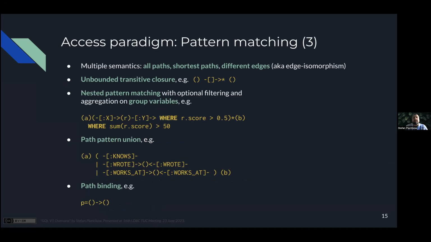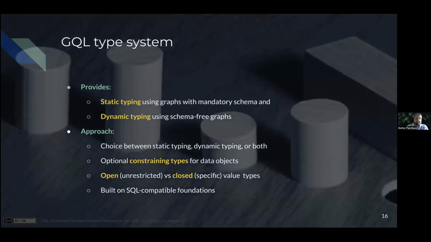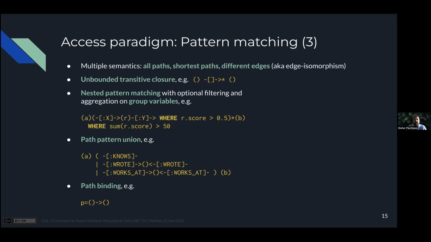First of all, patterns can be evaluated under multiple different semantics, under all paths, shortest paths. We may see cheapest paths in the future, different edge semantics, right? We do have, of course, support when you do shortest paths. You want to support unbounded transitive closure on the pattern level. We have support for nested pattern matching with optional filtering and a fancy new form of aggregation based on a concept called group variables along basically a path. We have a concept of a union or an alternative, actually two notions of union, and also paths can be treated as values. All that, of course, is more on the high level.